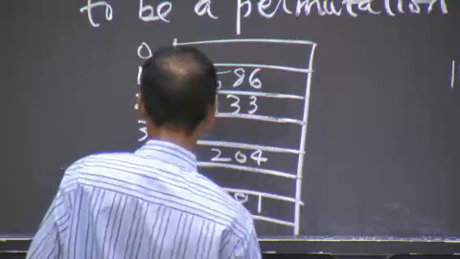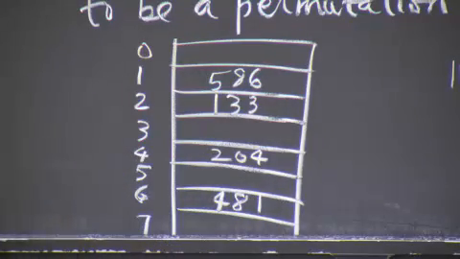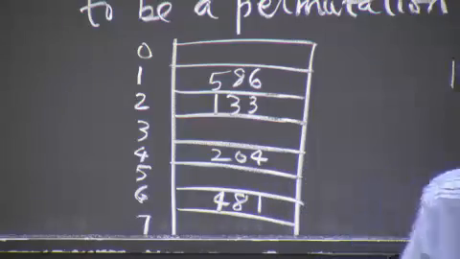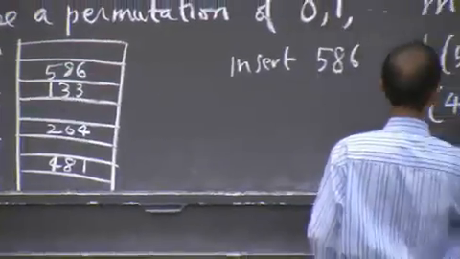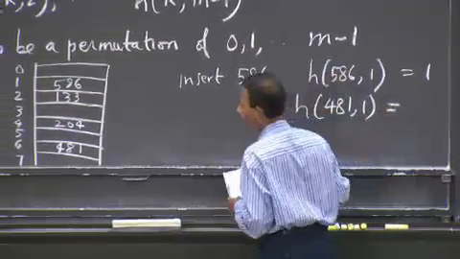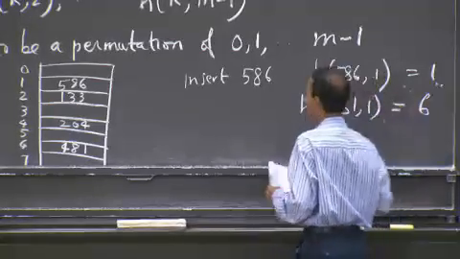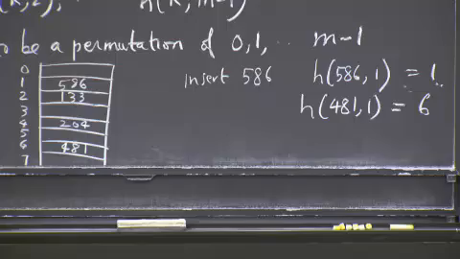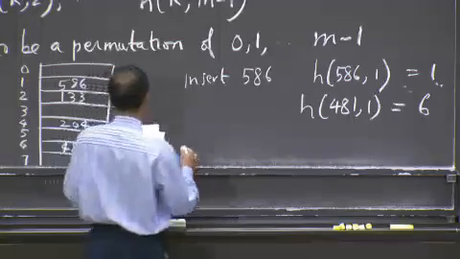481 out here, and so on. Because the hash table is empty, my very first trial is successful. So h of 481, I'm not going to write this all out, but h 481 1 happens to be 6, and so on. Now I get to the point where I want to insert 496.